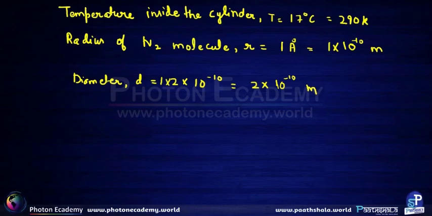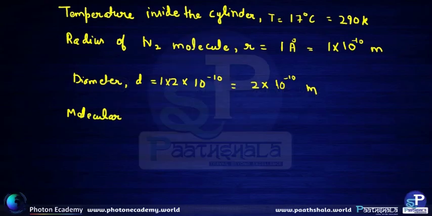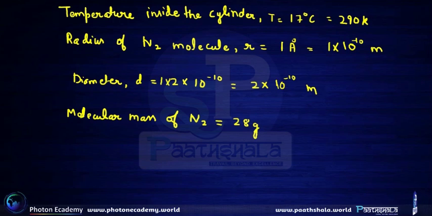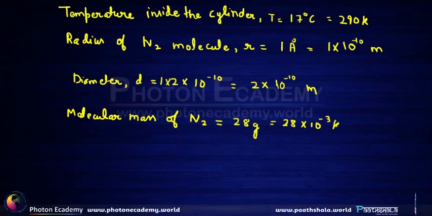So the molecular mass of nitrogen N2 is equal to 28 grams, and we can write it as 28 into 10 raised to the power minus 3 kg. So M is equal to 28 into 10 raised to the power minus 3 kg.